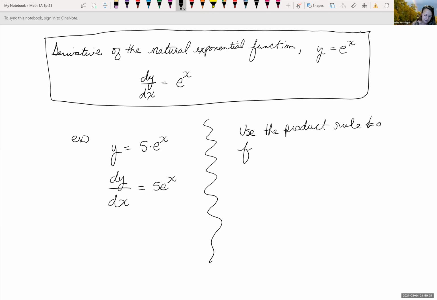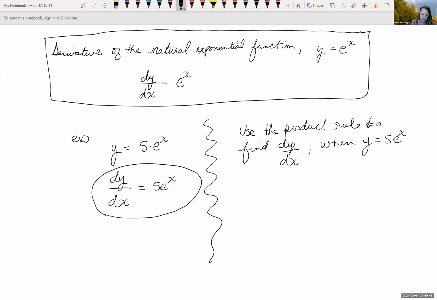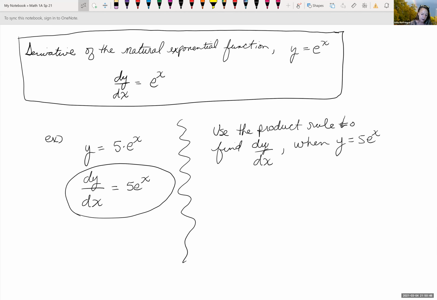To find dy/dx when y is equal to 5 times e to the x, let's show that we get the same thing here. So the product rule, recall, says that dy/dx is the derivative of our first function. Right now, we're going to think of this as two different functions. We're going to think of 5, that constant, as a function, and we're going to think of e to the x as our second function.